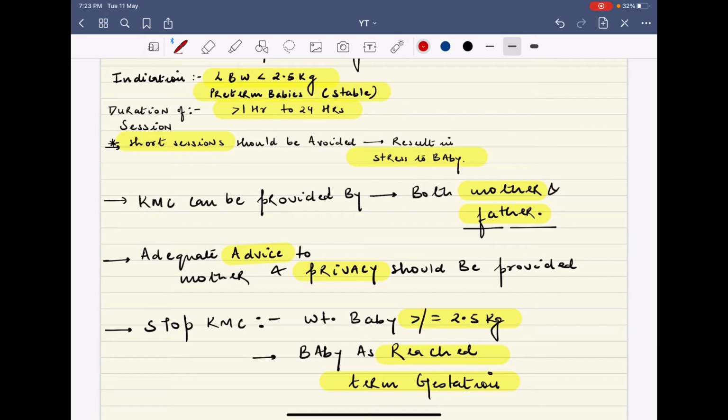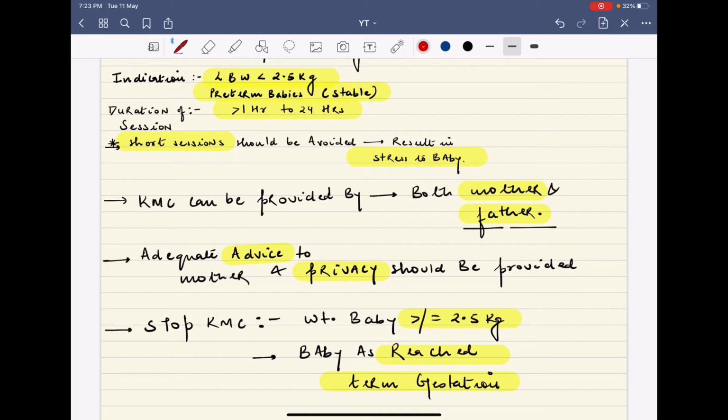So again you have to remember another important point here: many people have a tendency to answer that kangaroo mother care is provided only by the mother. It is not the case. Kangaroo mother care can be provided by the mother, father or any other person, because we do not want gender specific kangaroo mother care. We only want that there should be adequate skin to skin contact so the temperature of the baby can be regulated.